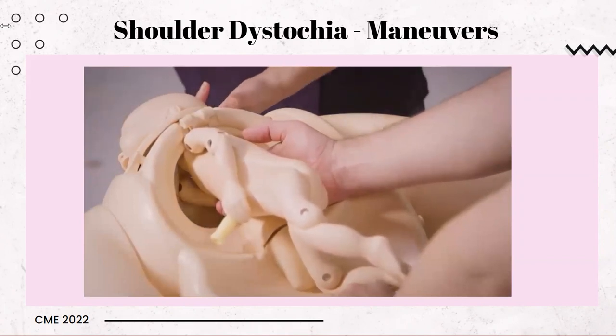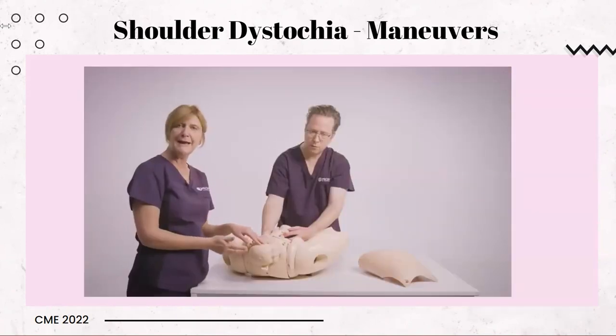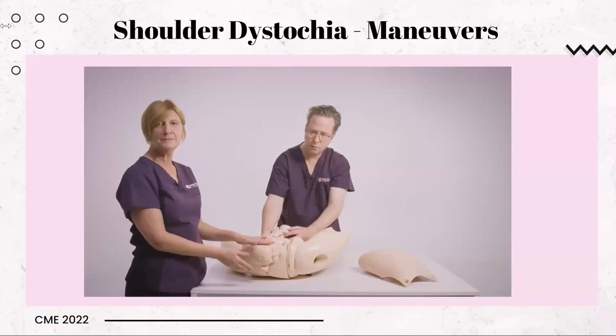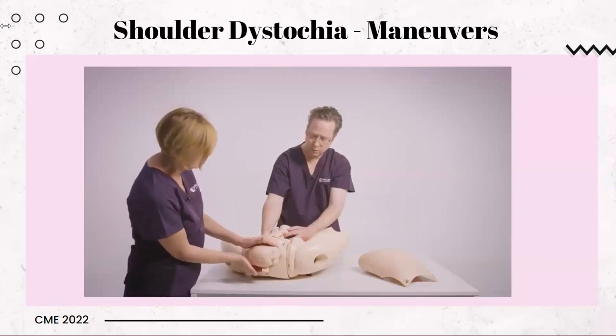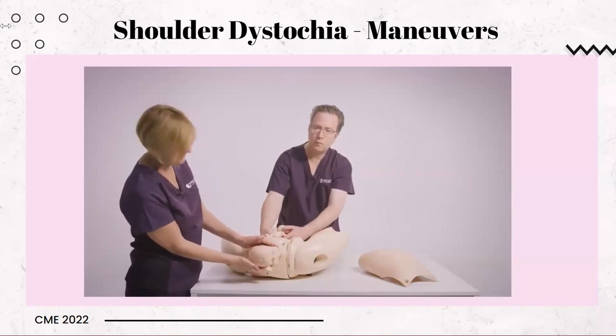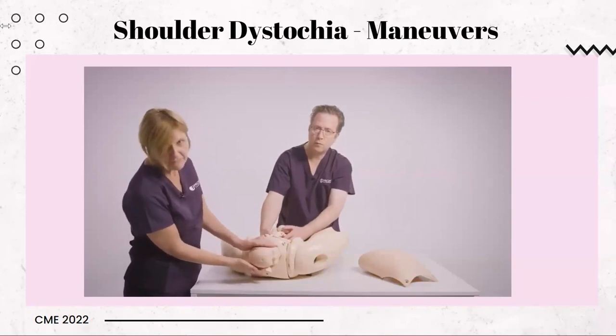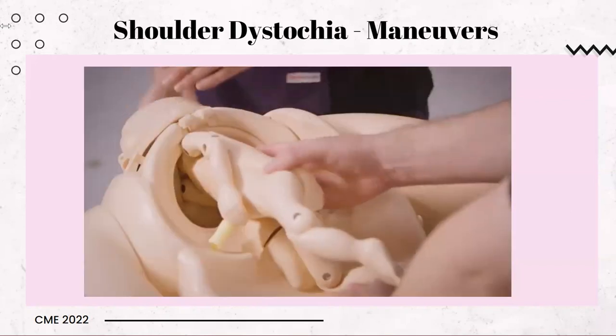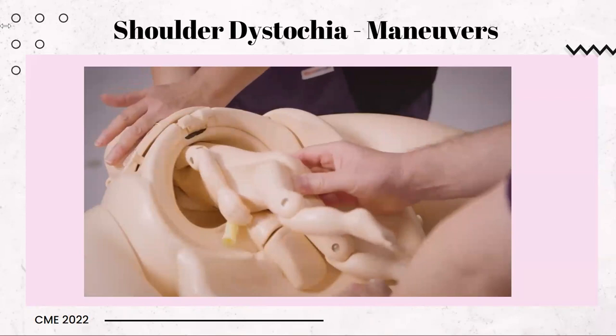The idea of that is that the baby's now one arm's width narrower, and so that anterior shoulder should drop underneath the pubic arch and you can deliver the baby. Any traction I do would be in an axial direction. So never downwards, but axial as if you're pulling along. And in this instance, we would deliver the baby.